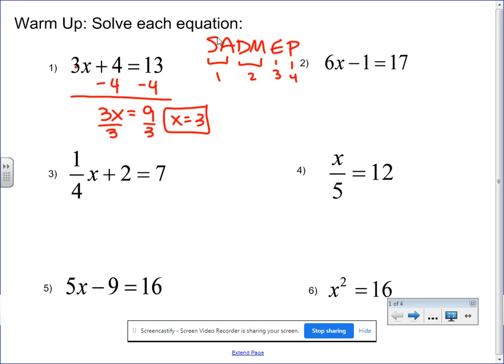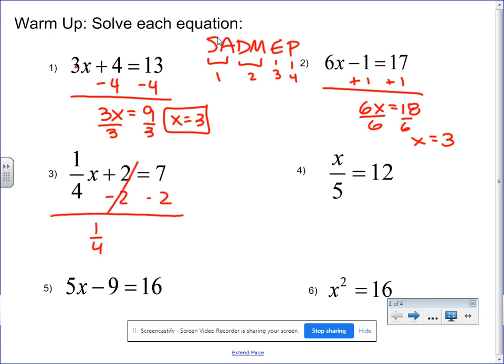And you're like, this is super easy. Why are we doing this again? Well, because we're bringing in a new concept to this today. So number 2, add 1, 6x equals 18, divide by 6, and x equals 3. Number 3, same sort of process. Subtract 2, you have 1 fourth x equals 5. Now, remember, to get rid of fractions, so this is really just 1 times x divided by 4, so you can just multiply by 4 if you want, or you can always multiply by the reciprocal. So that cancels out here, you get x. Well, so 5 times 4 over 1 is 20.